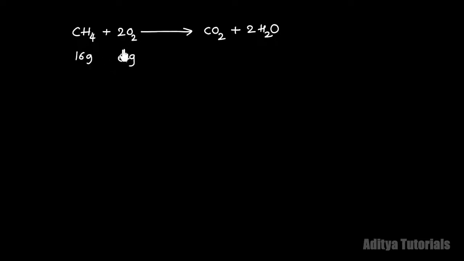The same formula I will take, that is CH4, and it is reacting with two molecules of oxygen. I first balance it and it produces carbon dioxide and two molecules of water, H2O. Now here this is 16 gram of methane reacting with 64 gram of oxygen and producing 44 gram of carbon dioxide and 36 gram of water. So the same thing you can convert into other forms.